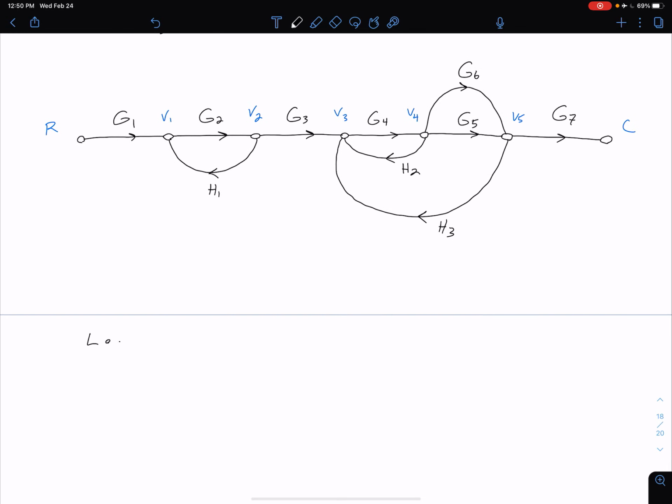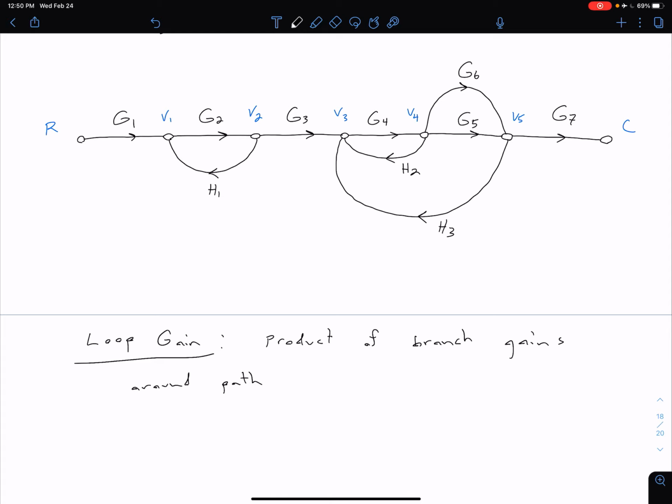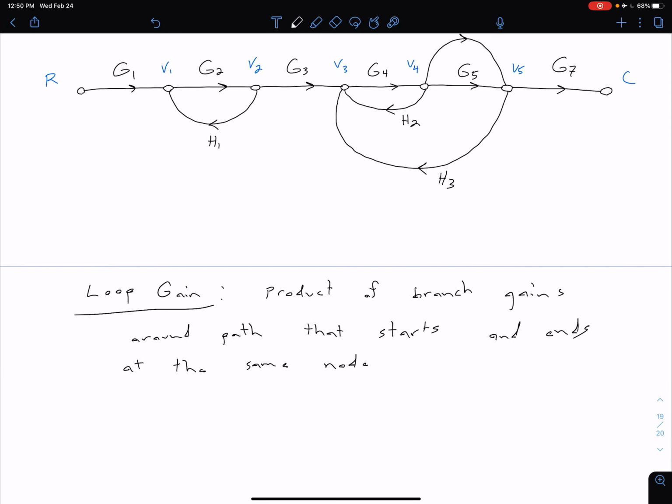The first one that we want to talk about is something called our loop gain. As the name implies, it's just the product of branch gains around a loop. Let's be more explicit with how we define a loop. It's going to be a path that starts and ends at the same point, or the same node. And while doing that, it also can't pass through any node more than once.